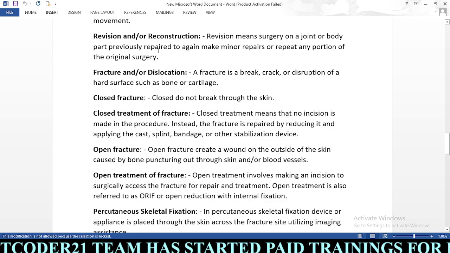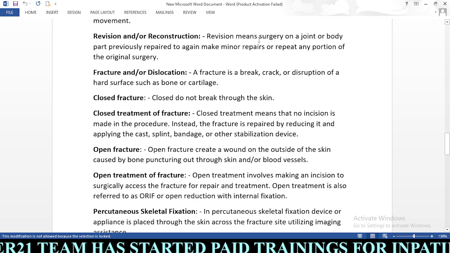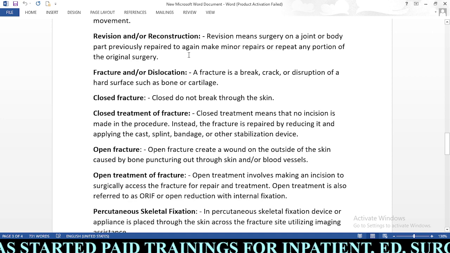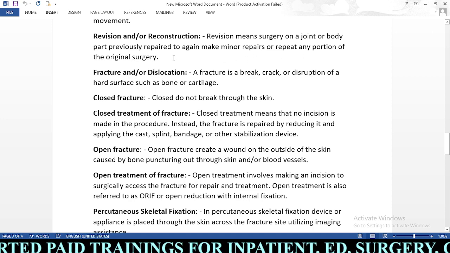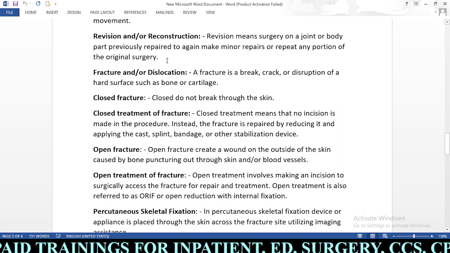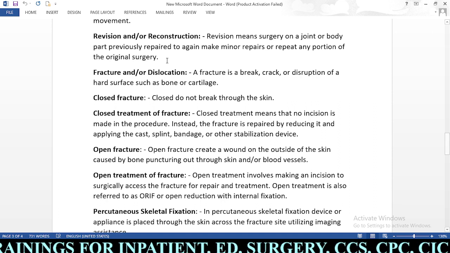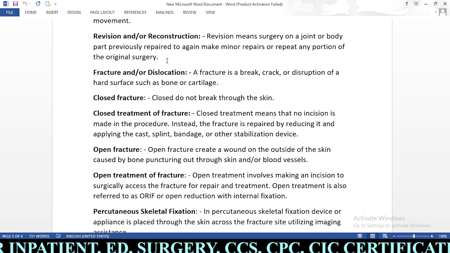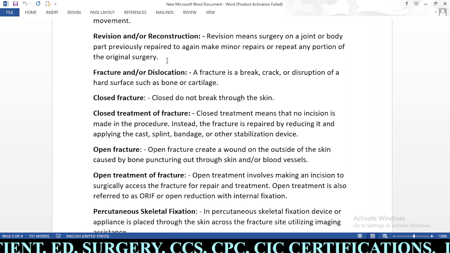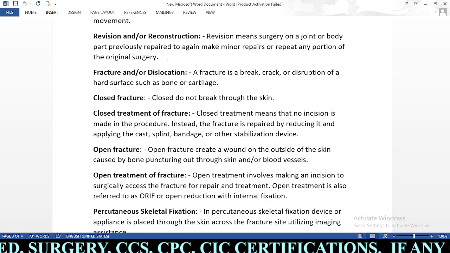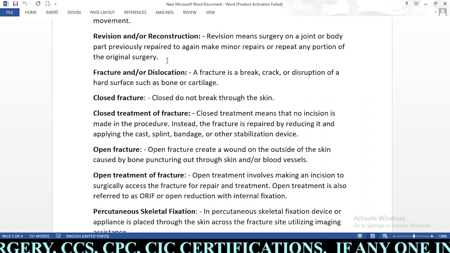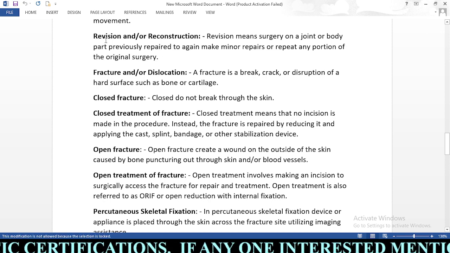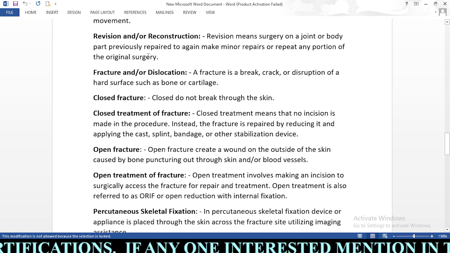Next one, revision and or reconstruction. Here revision means surgery on a joint or body part previously repaired, to again make minor repairs or repeat any portion of the original surgery. So basically revision means reoperation. What happens here? The patient will have a first surgery. After the first surgery, if the patient has any problems, the physician will revise the first procedure. Usually we will call it revision. So basically revision means seeking or operating again.